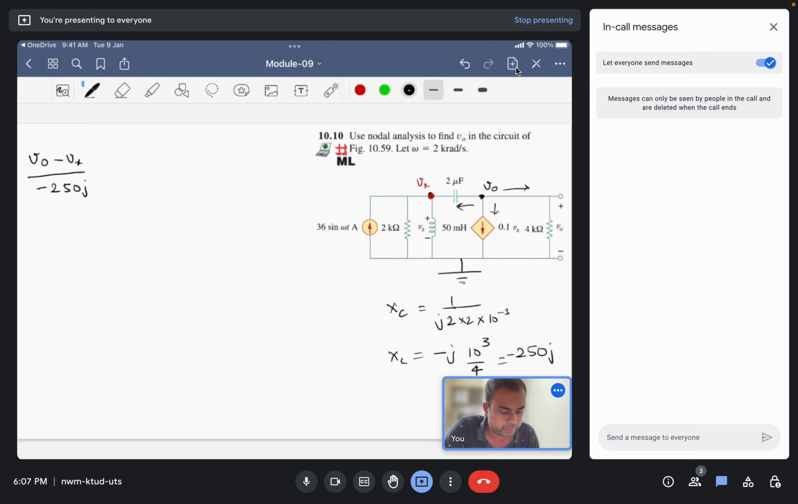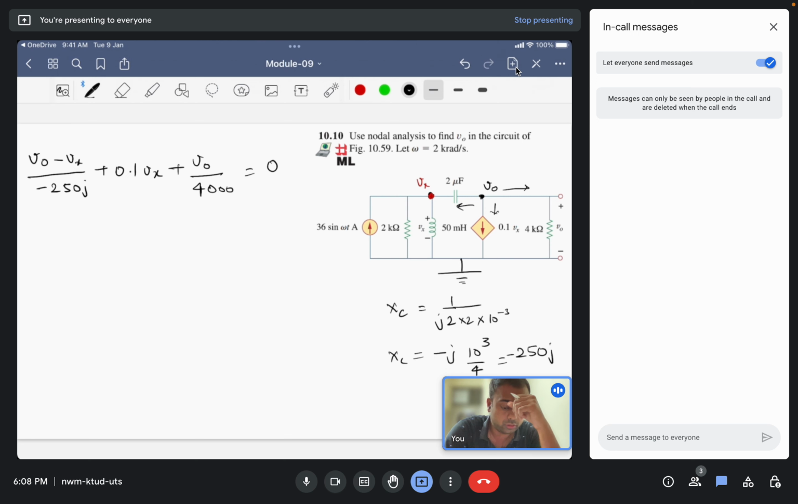Similarly, the current through the dependent source is given in terms of Vx. So plus 0.1 Vx, direction is the same, and finally the current through the resistor, that is V naught divided by 4 kilo ohm, that is 4000. So this is equal to 0.